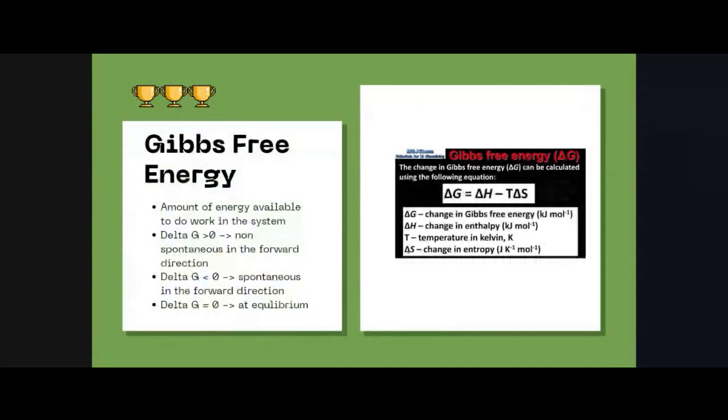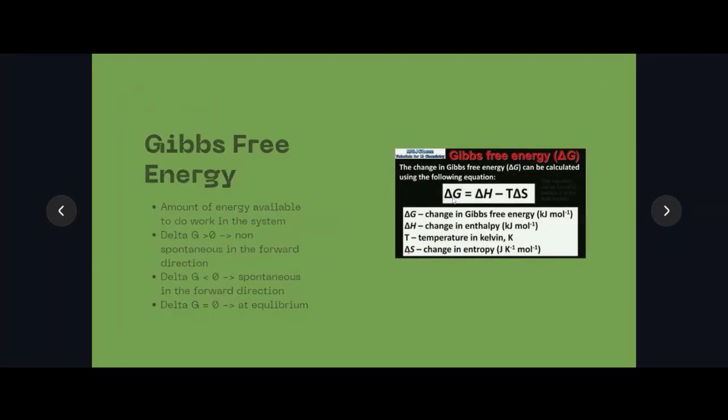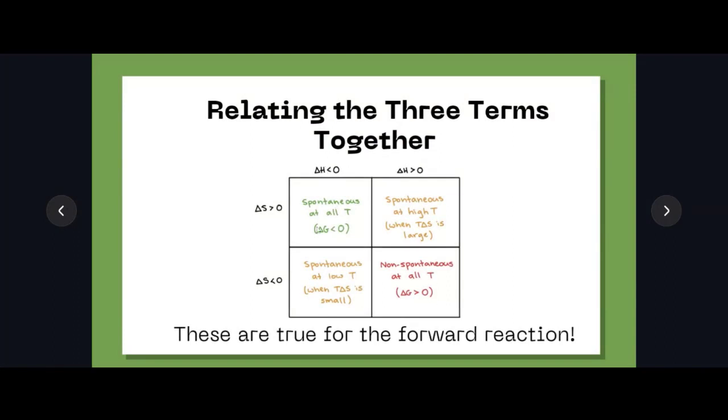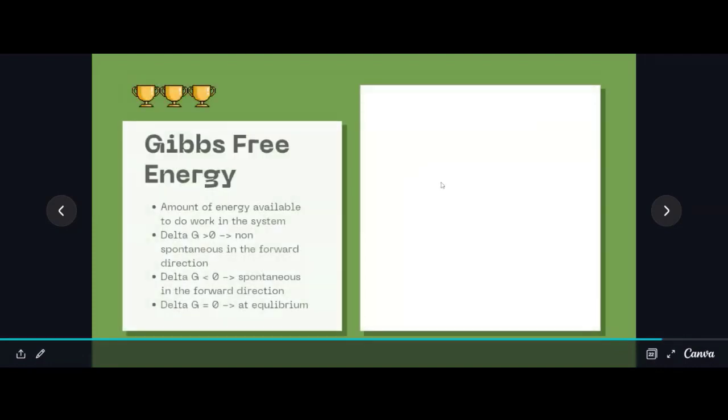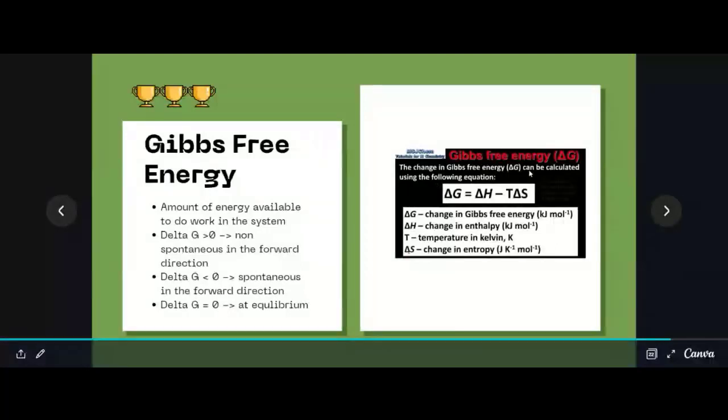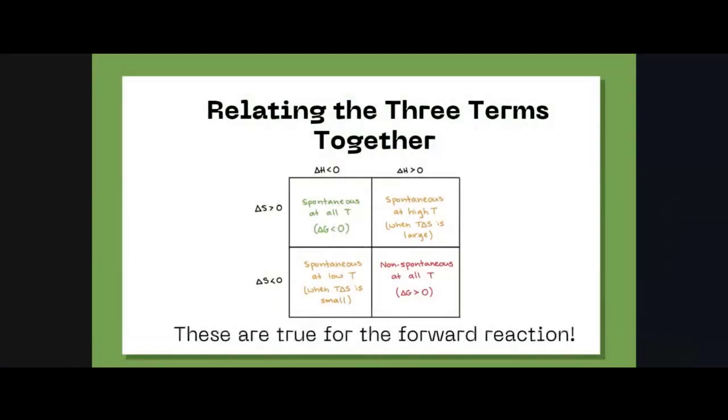Notice how from the previous slide, we have a delta G value. If delta G is less than zero, it's spontaneous in the forward direction. If delta G is greater than zero, it's not spontaneous in the forward direction. We can then manipulate these three variables to get negative or positive delta G. This is a chart I would memorize really well, because it comes back again. Here are all the conditions of when everything is spontaneous, and specific conditions as well. These are true for the forward reaction. The concept is that you're manipulating the equation delta G equals delta H minus T delta S to get the appropriate value. That's the thing I would memorize.